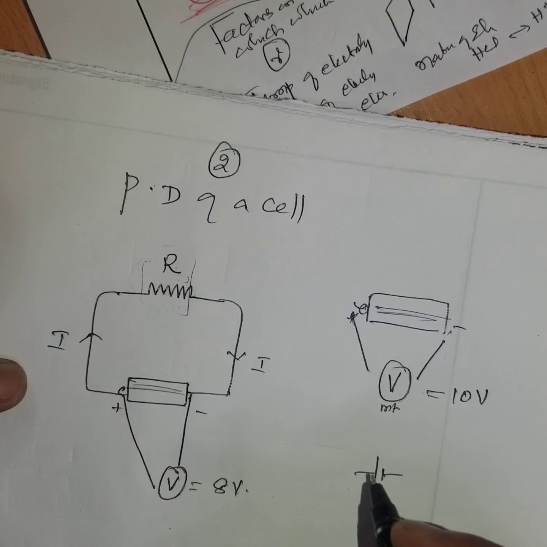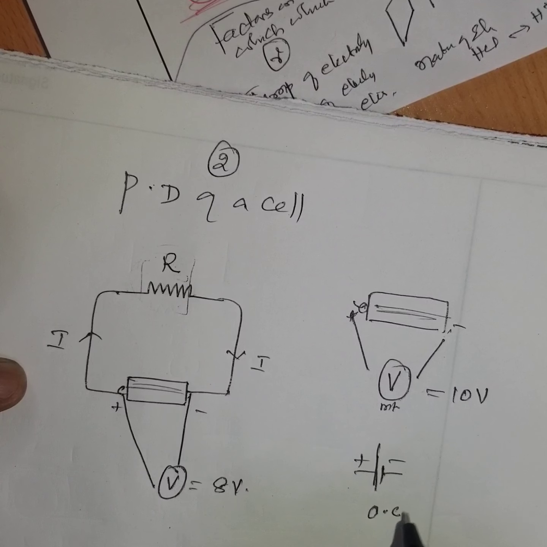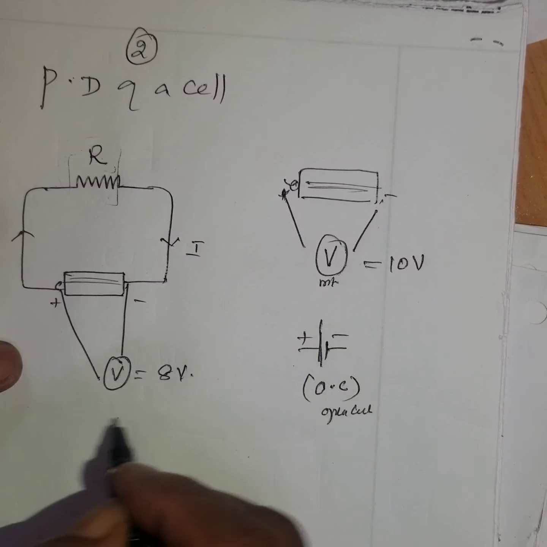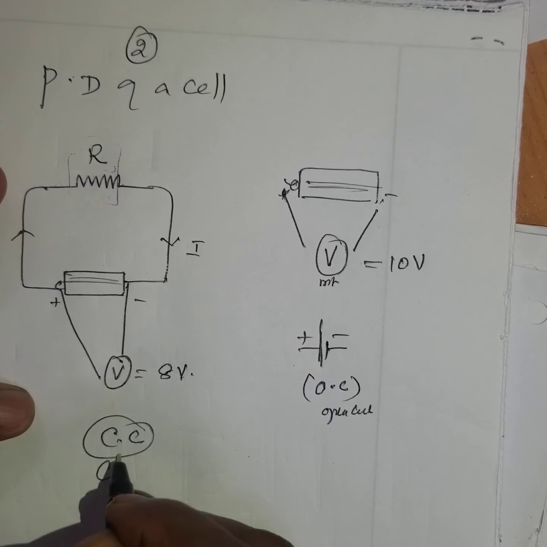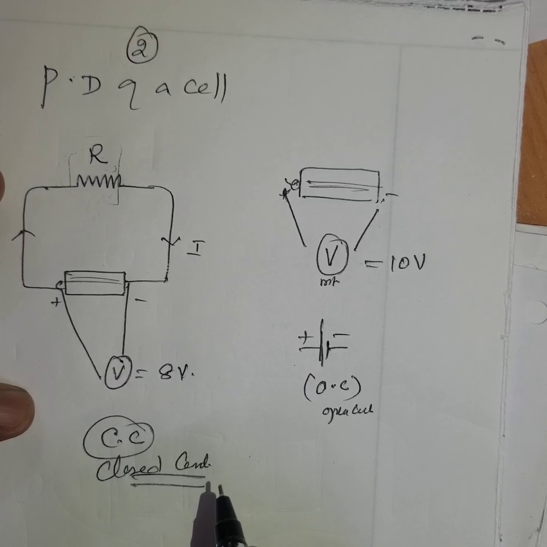See, battery, positive, negative. Okay, positive. This is called open circuit. And this is what? Closed circuit. Understood?